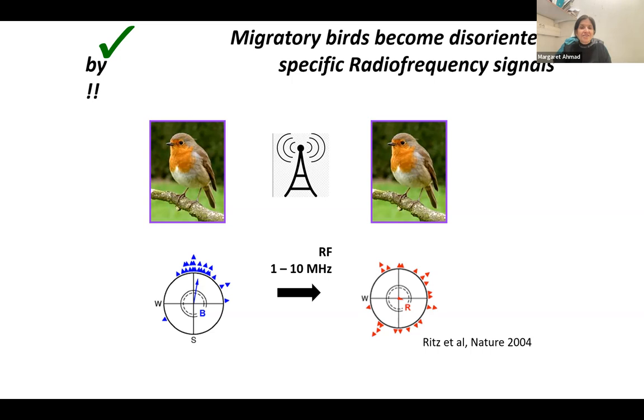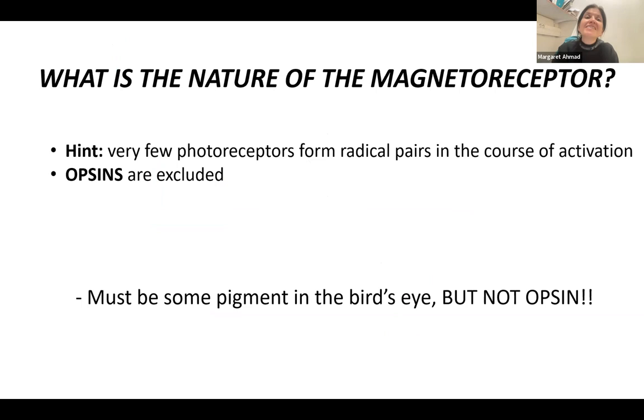So next slide, please. Now we get to what is the nature of the magnetoreceptor? And we heard a lot about this, but humor me, let's enjoy again the journey that they took. At the time there was really no hint. Nobody really had much of an idea, because in fact, very few of the known photoreceptors in birds form radical pairs. The opsins do not, and those are the ones that are known to be involved in vision. So what could it be? It has to be some other pigment.